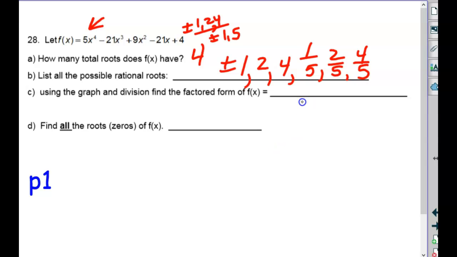So it looks like the zeros occur at 4. Okay, I don't know if I have this typed in wrong. Okay, this is weird.